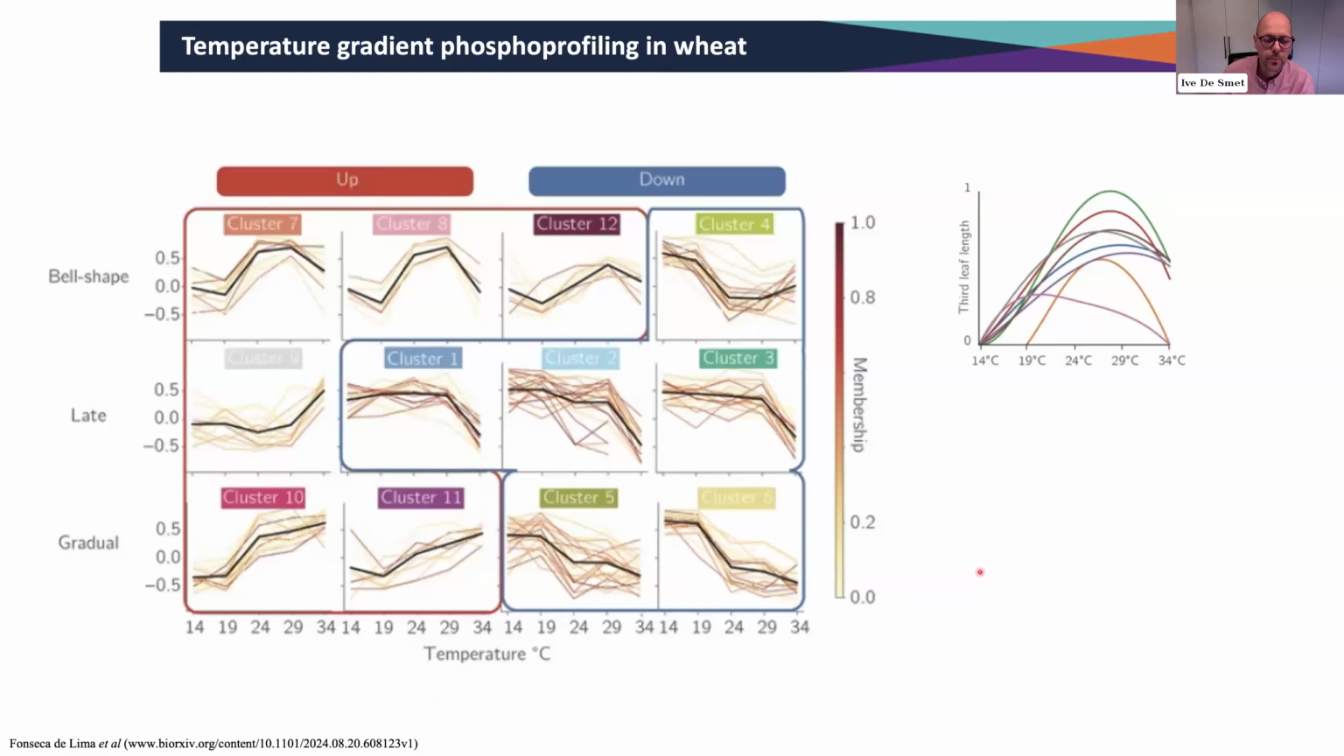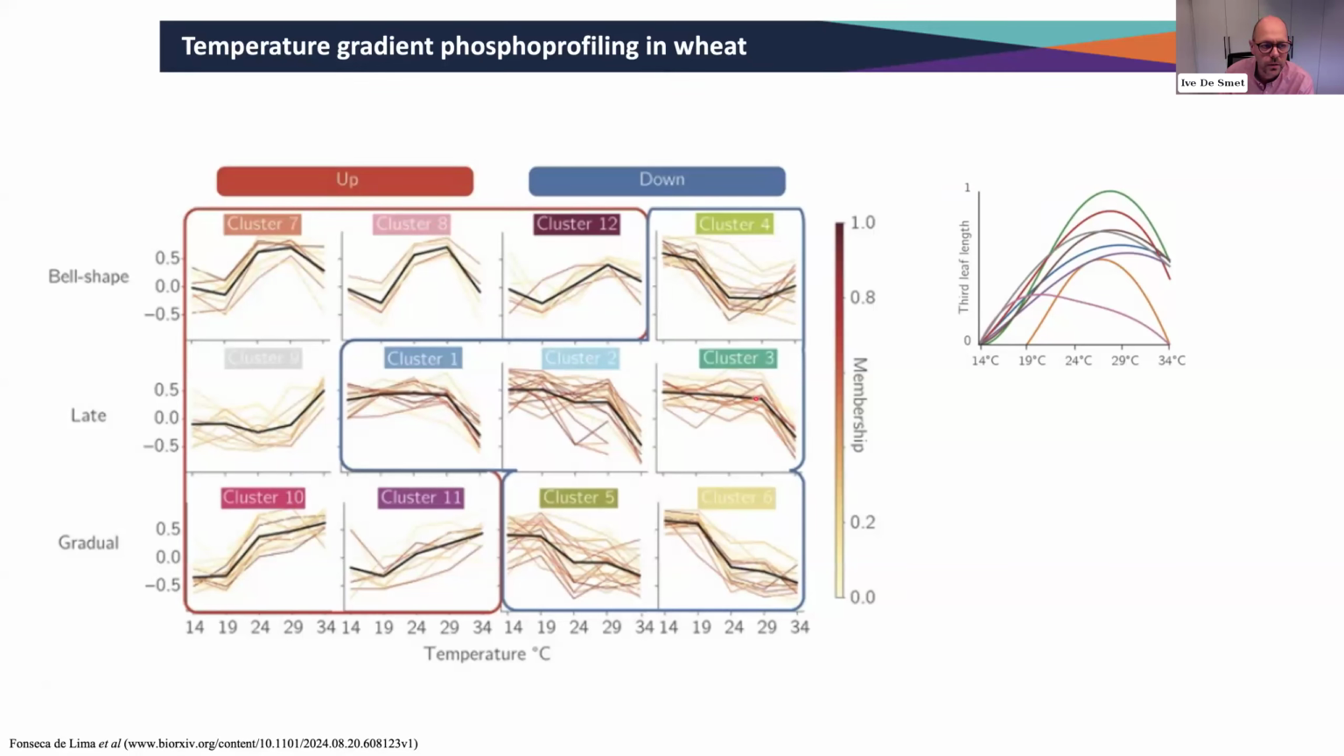Now, in addition, what we were primarily interested in is whether we also see this typical response, with a maximum at 24 to 29 degrees, in our phosphoproteome data along this gradient. If we cluster our phosphosites and their behavior along this gradient, we do see the typical responses of upregulation and downregulation, either gradual or later, and later in this context means that the higher temperature is either up or down regulated.